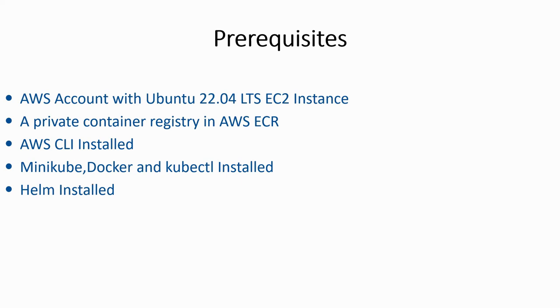Minikube is a tool that enables you to run the Kubernetes cluster locally on your machine. Docker is a platform for developing, shipping, and running applications in containers. And kubectl is a command line tool for interacting with the Kubernetes cluster. And finally, Helm. This is your package manager for the Kubernetes cluster. It allows you to define, install, and upgrade complex Kubernetes applications.